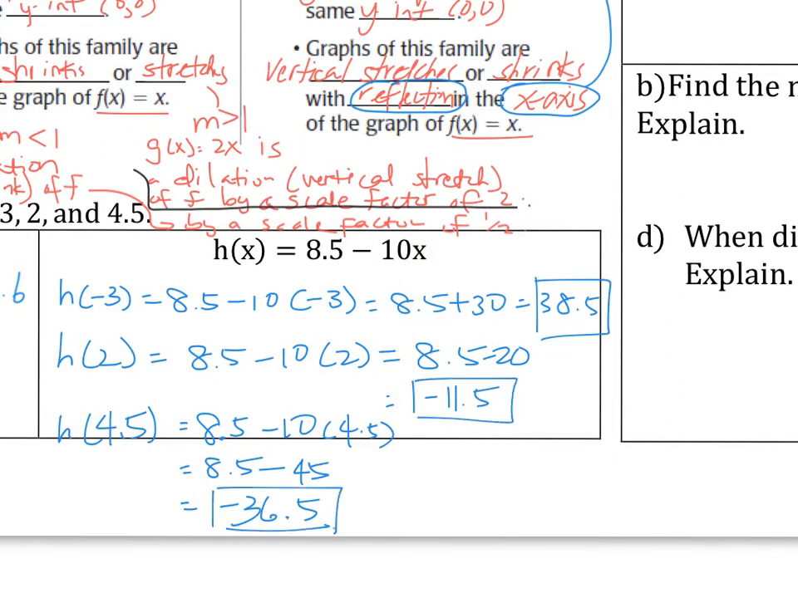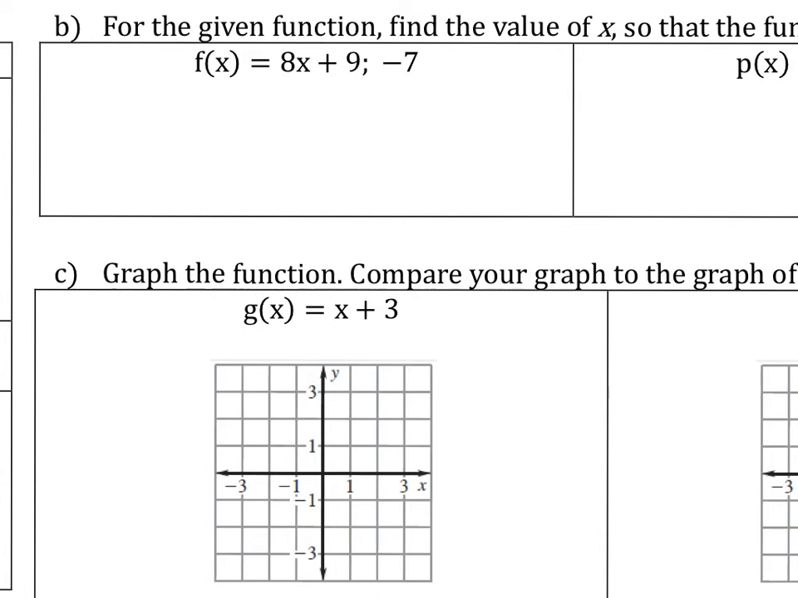Here we go. And for these questions, for the given function, find the value of x so that the function has the given value. So this would be the given value, f of x. And we need to sub that in for f of x, -7, and solve for x. So then 8x would equal -16, and x would equal -2.